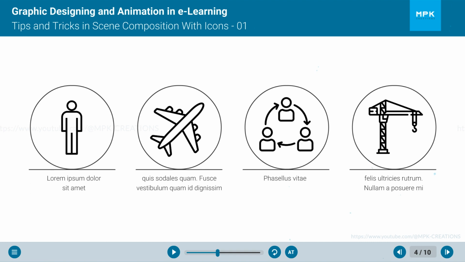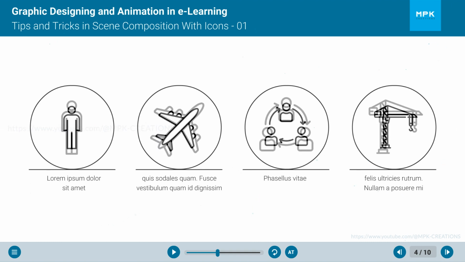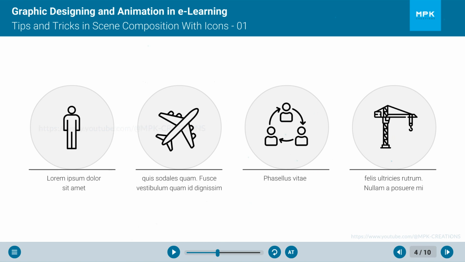In such cases, we can use circles as icon holders. Reducing the size of the icon will improve the look and feel. Using lighter colors for the icon holders will give a soft look and better appearance.